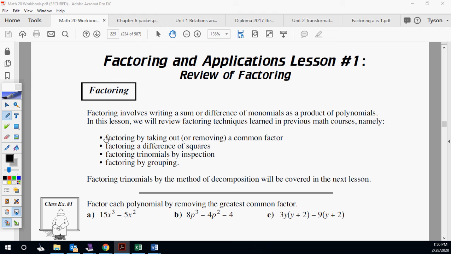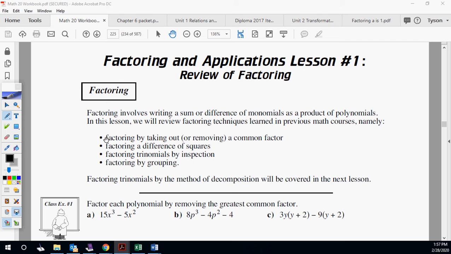Still chapter 3, so our last chapter of our section for our section exam. So factoring applications, lesson 1. We're going to review factoring. Factoring involves writing the sum or difference of monomials as a product of polynomials, so it's just factoring down addition and subtraction of trinomials to binomials, okay, of multiplication. These are the methods we're going to be focusing on for this section.